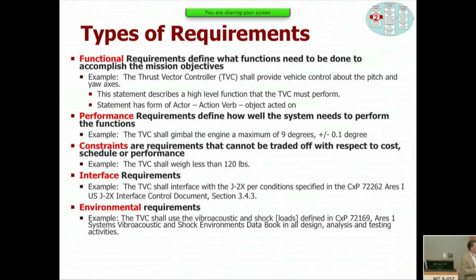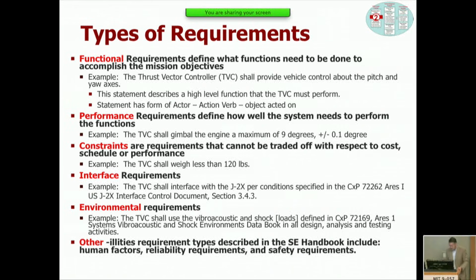So you have to really specify those. And then the last category is kind of other. It's sort of a catch-all, but this can be very important. So this includes a lot of the human factors, reliability, and safety requirements.